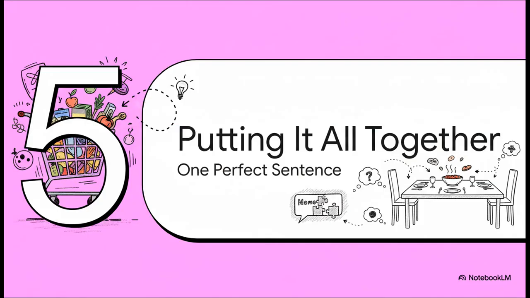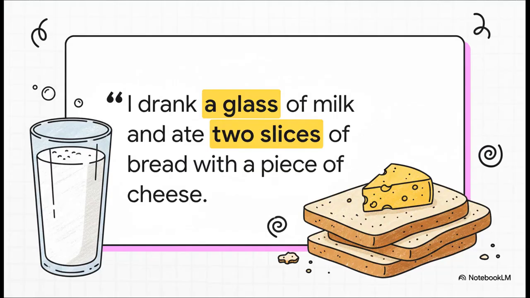So from the shelves of the grocery store all the way to the dinner table, we've seen how these tiny little words do a really big job. Let's wrap it all up with one perfect sentence. Just look at this sentence. It's so clear, it's specific, and it's perfect English. You can immediately picture that meal, right? It uses a glass of, slices of, and a piece of to take these vague, uncountable things and turn them into a real, solid meal.